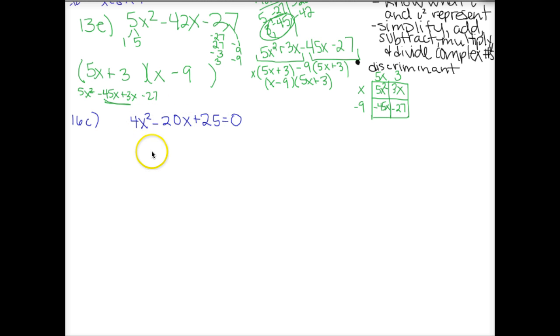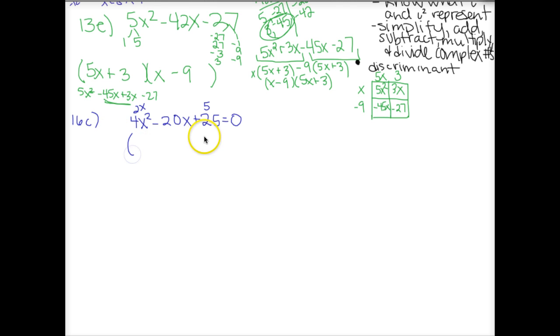It's a trinomial. So I look to see if it could be a PST. My checklist for PSTs, first and third both positive. Positive, positive, yes. First and third both perfect squares. Yes, yes. Square root of 4x squared is 2x. Square root of 25 is 5. Last thing to check on a PST is the middle term double the product of those square roots. 2x times 5 is 10x.